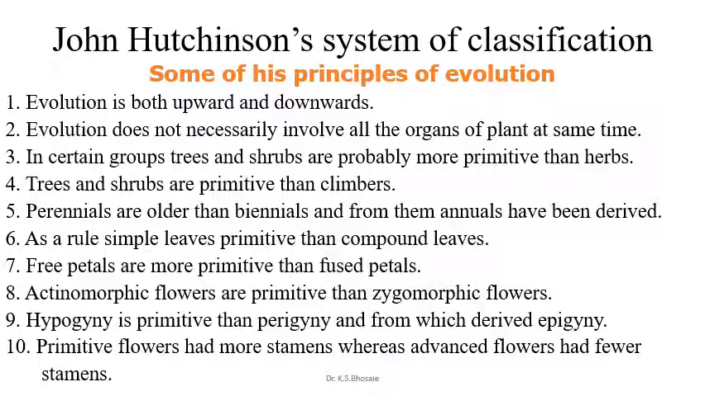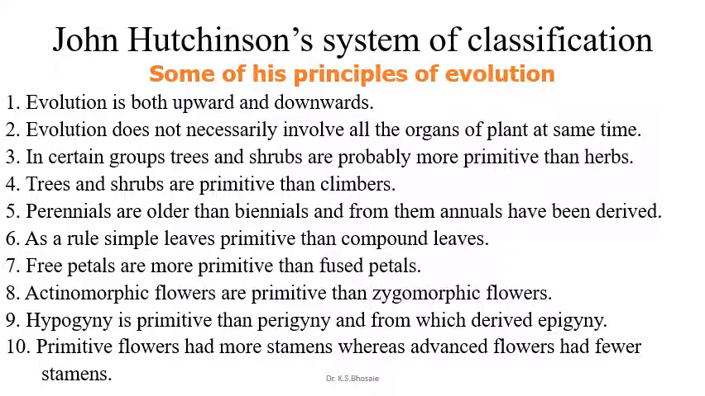Evolution is both upwards as well as downwards. This means a herb can give rise to a tree. Similarly, a tree can give rise to a herb. So evolution is taking place both ways. Evolution does not necessarily involve all organs of the plant at the same time, which means any part, any organ of the plant is involved in evolution, but not all parts at a time.